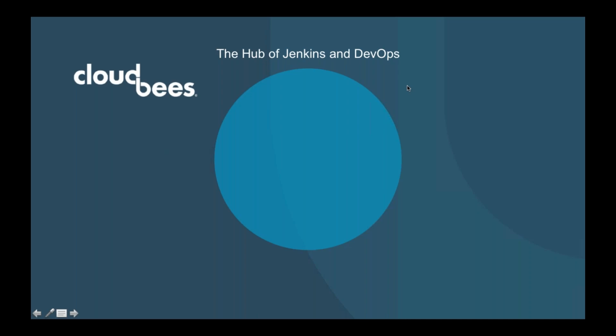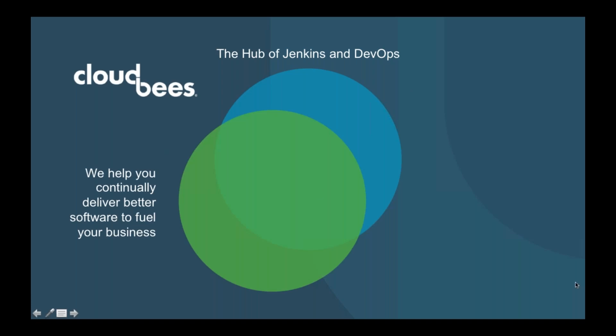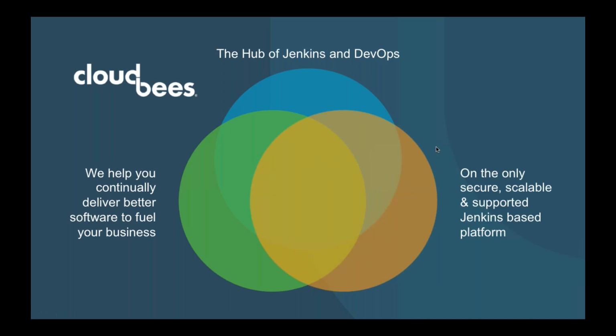Regarding CloudBees, we are the hub of enterprise Jenkins and DevOps, and we provide solutions that empower teams to create software at the speed of ideas. We do this by helping you continually deliver better software, that software which in today's world is the software that fuels your business and provides you competitive advantage. We're different because, as one of the number one contributors to the open source Jenkins project, we are the only secure, scalable, and supported Jenkins-based platform which powers the flexibility necessary for continuous delivery in DevOps, as we'll demonstrate today. And with that, we enable you to deliver software at the speed of ideas.